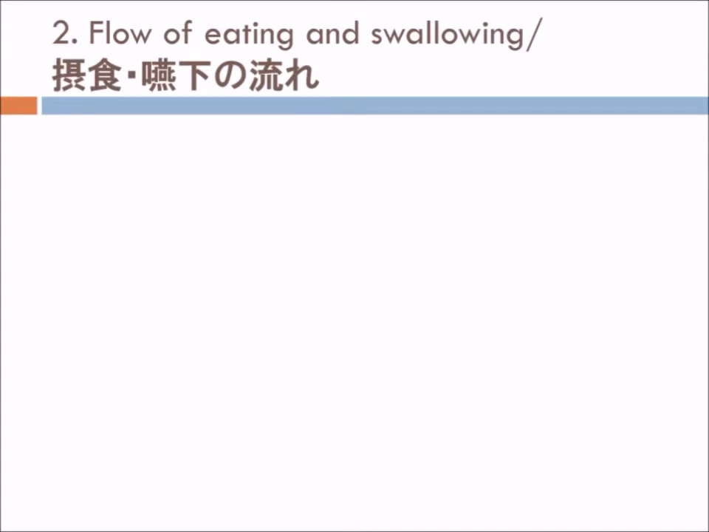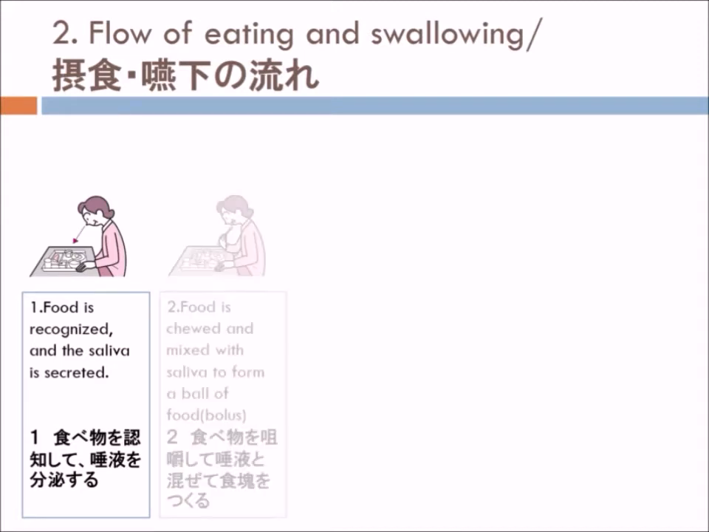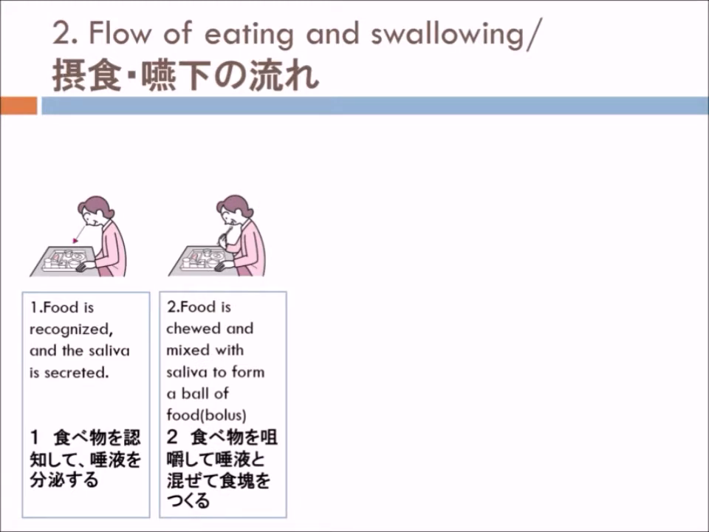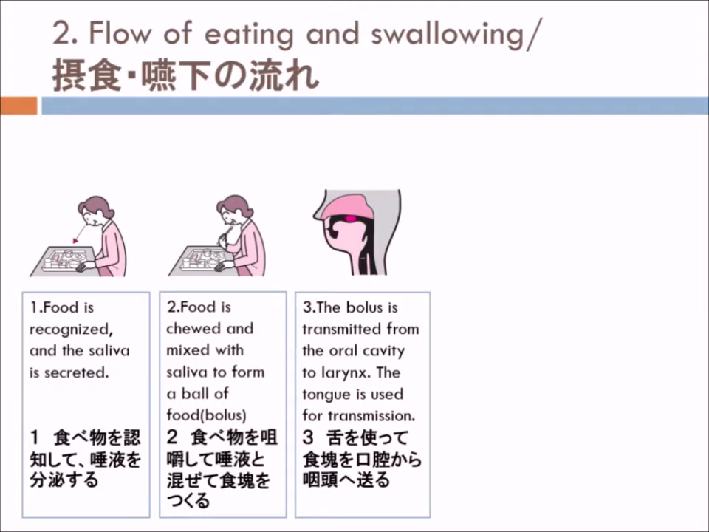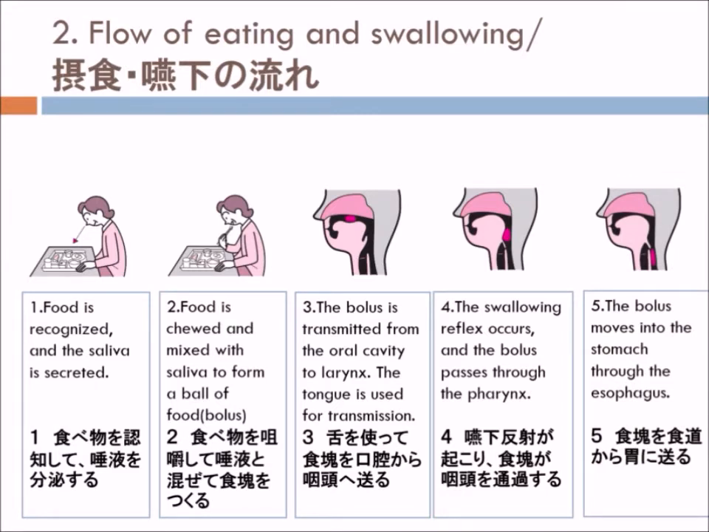2. Flow of eating and swallowing. 1. Food is recognized and saliva is secreted. 2. Food is chewed and mixed with saliva to form a ball of food, the bolus. 3. The bolus is transmitted from the oral cavity to the larynx. The tongue is used for transmission. 4. The swallowing reflex occurs, and the bolus passes through the pharynx. 5. The bolus moves into the stomach through the esophagus.